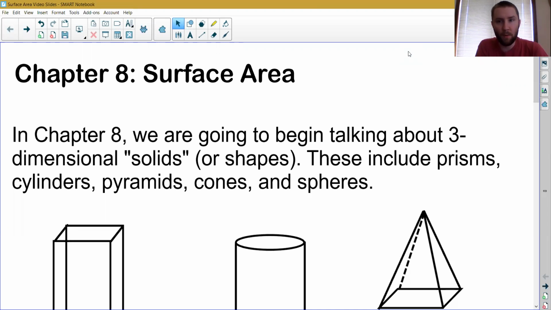We're going to be looking in chapter 8 at three-dimensional figures, which are called solids. We're moving from 2 dimensions into 3 dimensions, okay? And in this chapter, we're going to talk about prisms, cylinders, pyramids, cones, and spheres. And I have examples of each of those for you here.